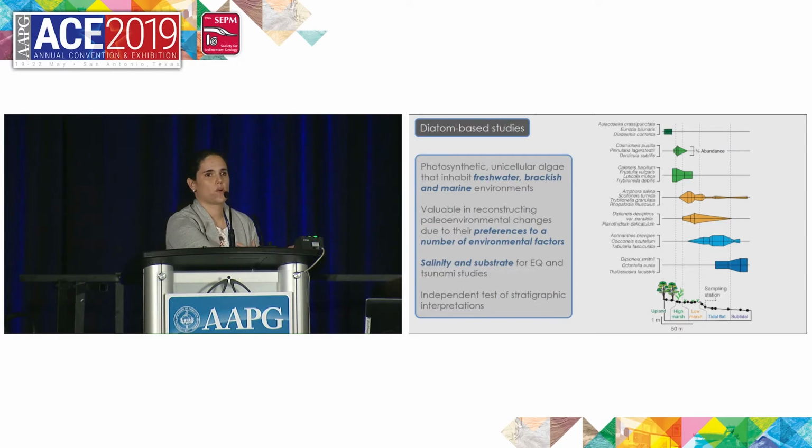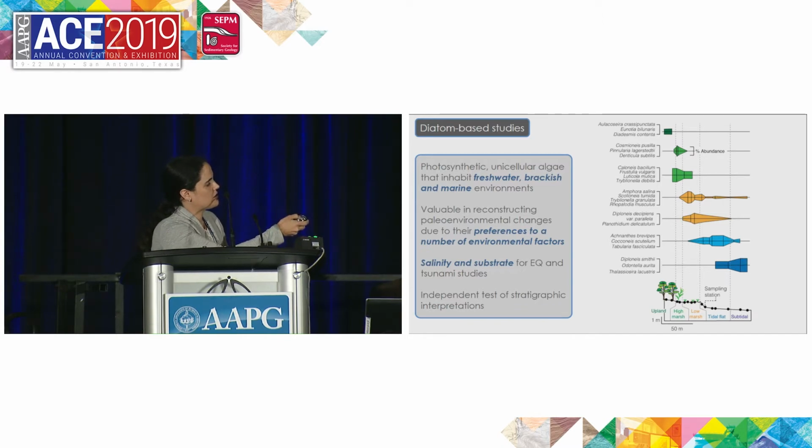Okay, so another really important component of these studies are microfossils, and I specialize in diatoms specifically. So diatoms are photosynthetic unicellular algae. They inhabit all aquatic environments, freshwater, brackish, marine, and they're really valuable in reconstructing paleoenvironments because of their preferences to a number of environmental factors. So they're very sensitive to changes in salinity, in substrate, in pH, et cetera. The list is long. For earthquake and tsunami studies, we utilize the salinity and substrate sensitivity the most.